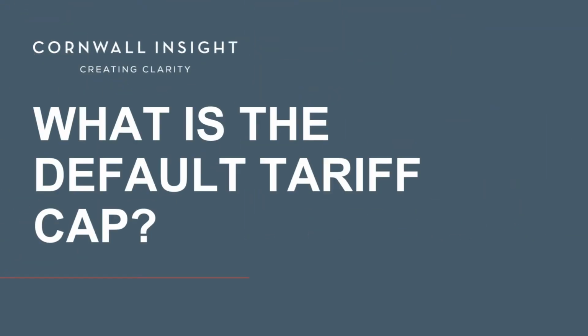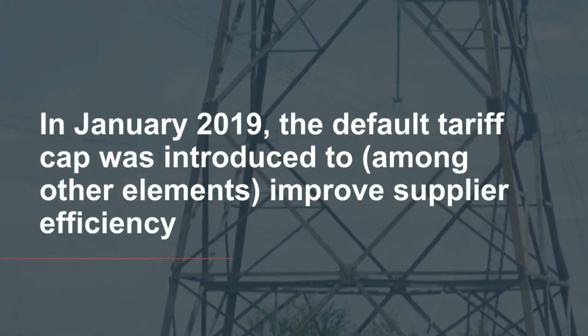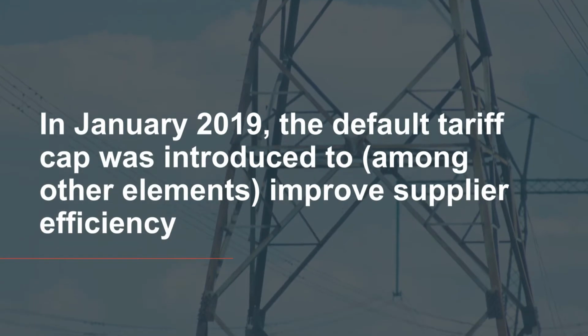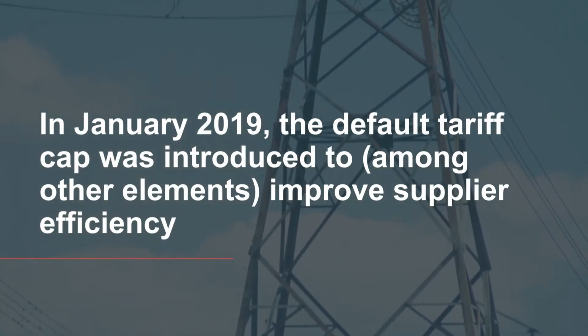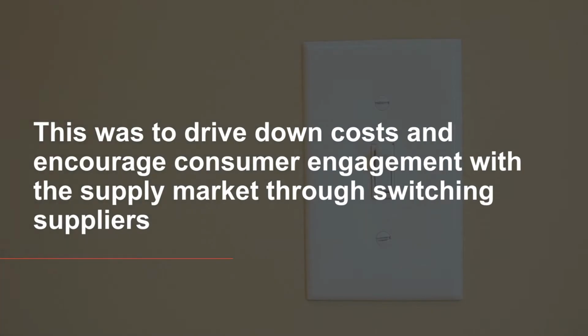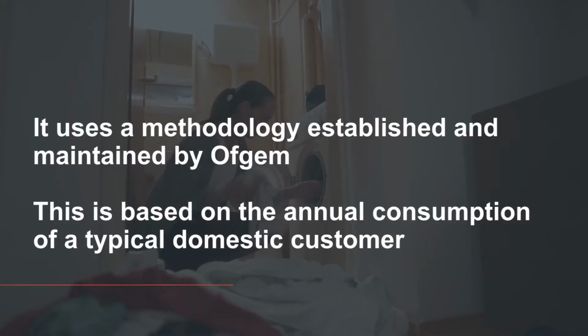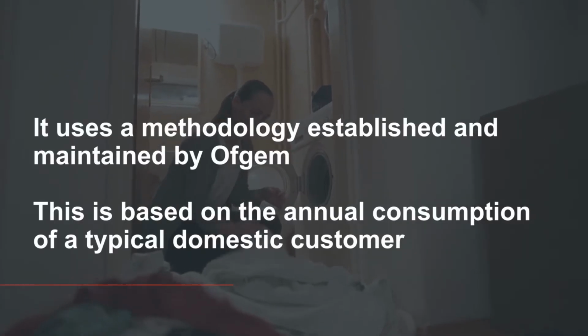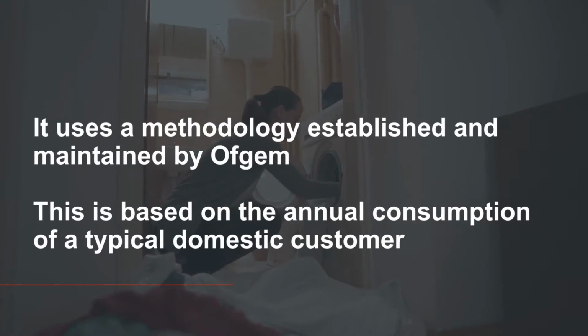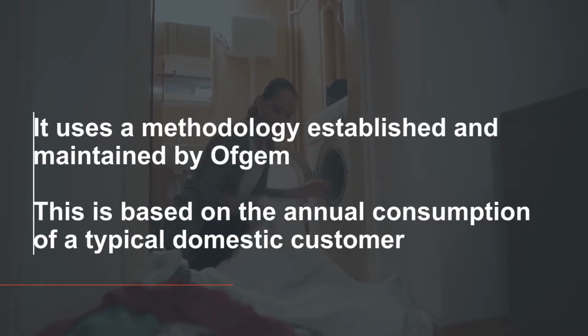What is the Default Tariff Cap? In January 2019, the Default Tariff Cap was introduced to, among other elements, improve supplier efficiency. This was to drive down costs and encourage consumer engagement with the supply market through switching suppliers. It uses a methodology established and maintained by Ofgem. This is based on the annual consumption of a typical domestic customer.